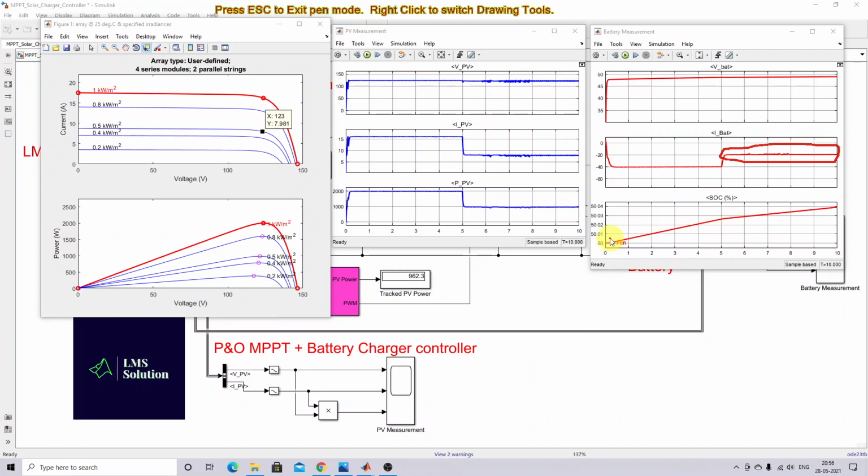So the SOC of the battery keeps on increasing according to the charging current. Okay. So initially it has some slope, right, because of the minus 40 amps current. But after changing irradiation from 1000 watts per meter square to 500 watts per meter square, you can see the slope of this curve will be reduced, right? So this is because of the change in irradiation. So you can check the model with different irradiation conditions also.